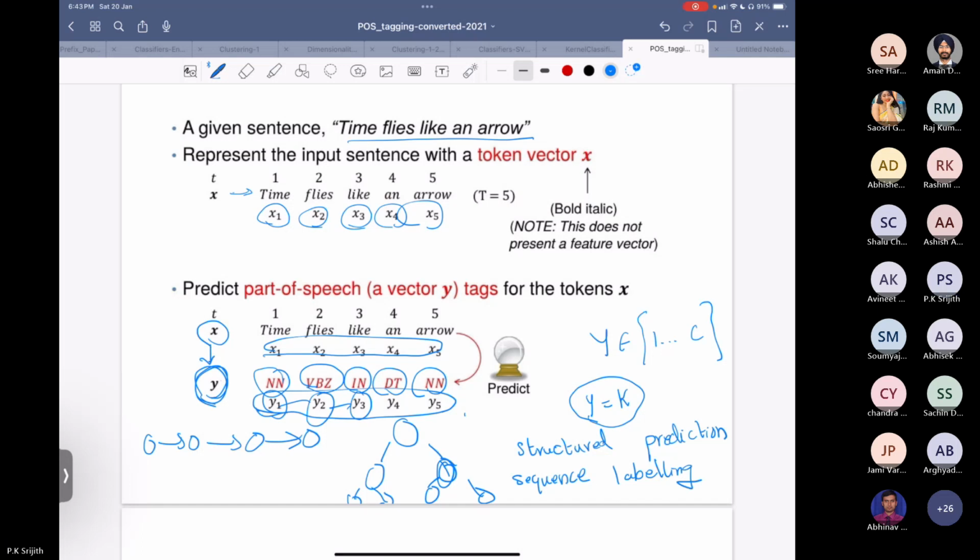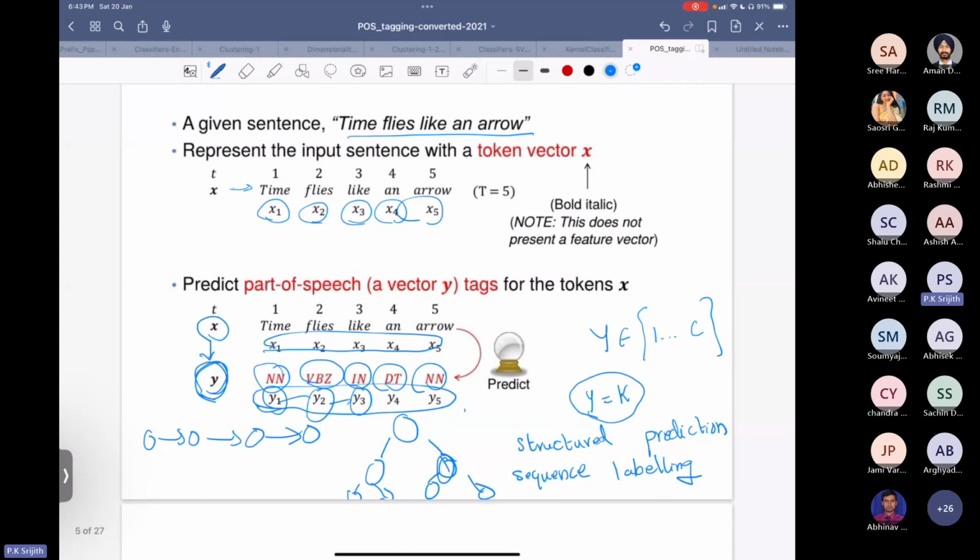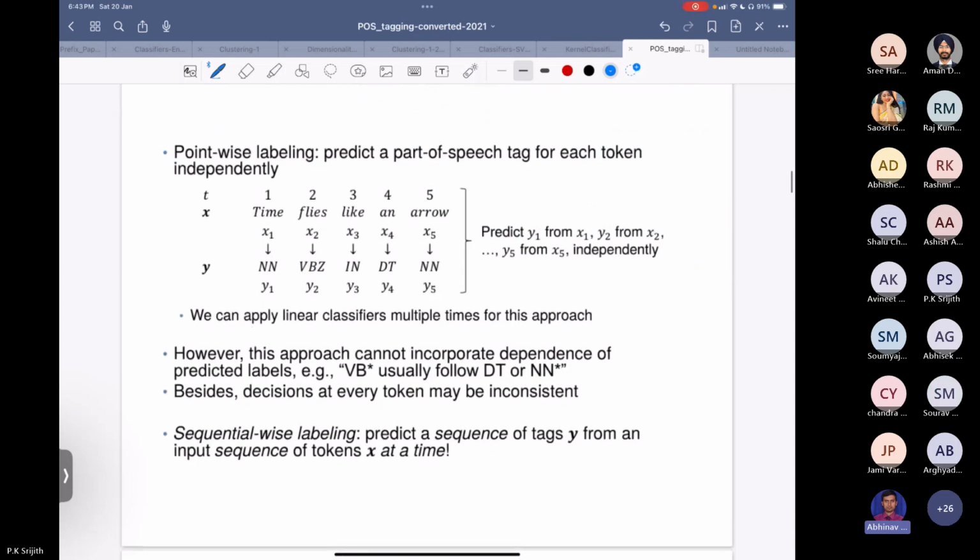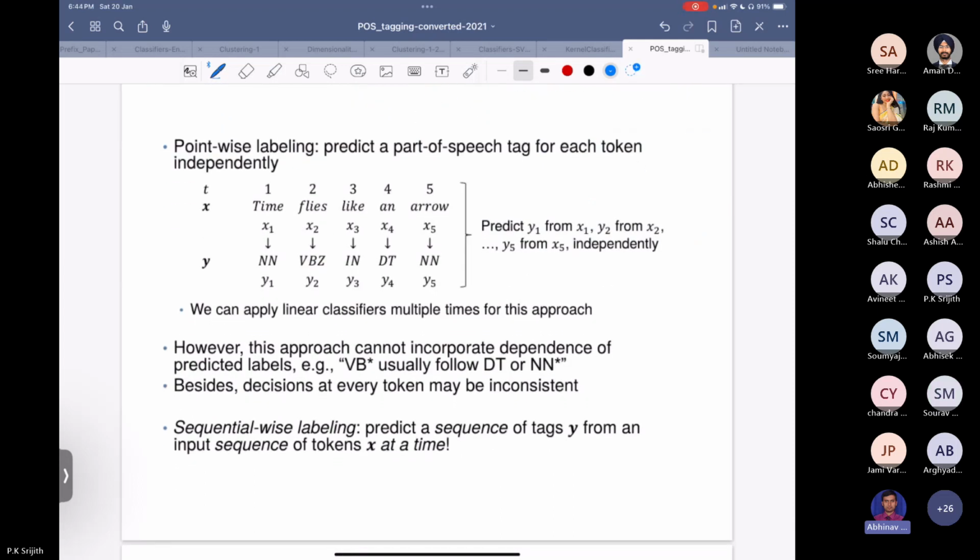So this is some context of how or why we need a different kind of machine learning approach to solve these kinds of problems. Does this, in the sequence labeling, do we have a fixed number of y values? So you assume it is upper bounded by some number. The length of the sentence is fixed.